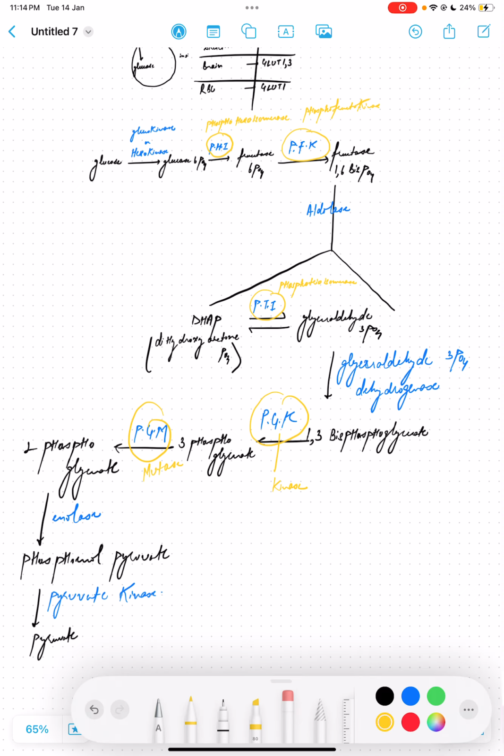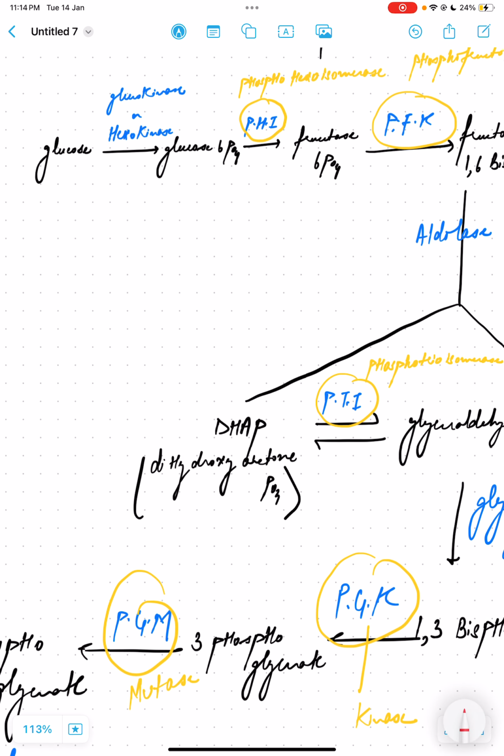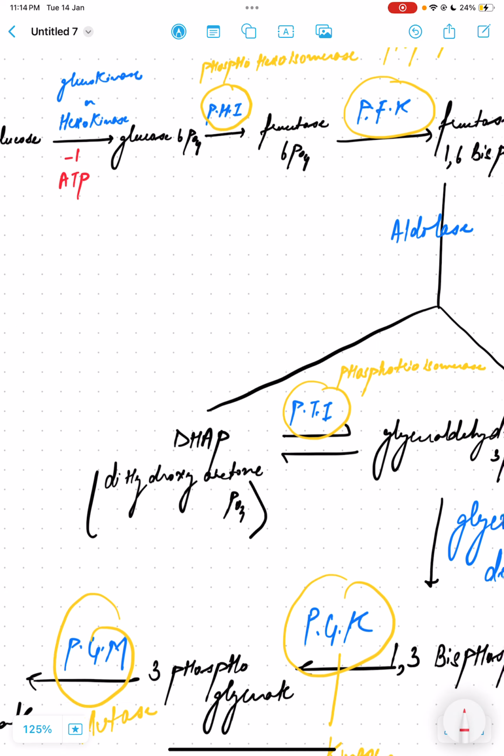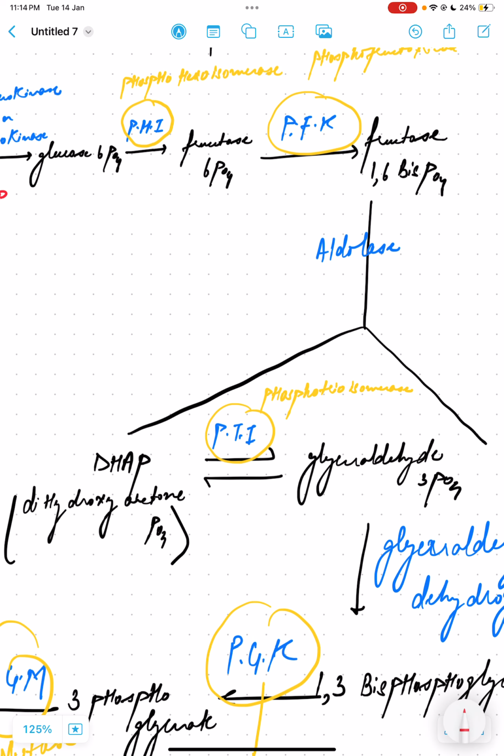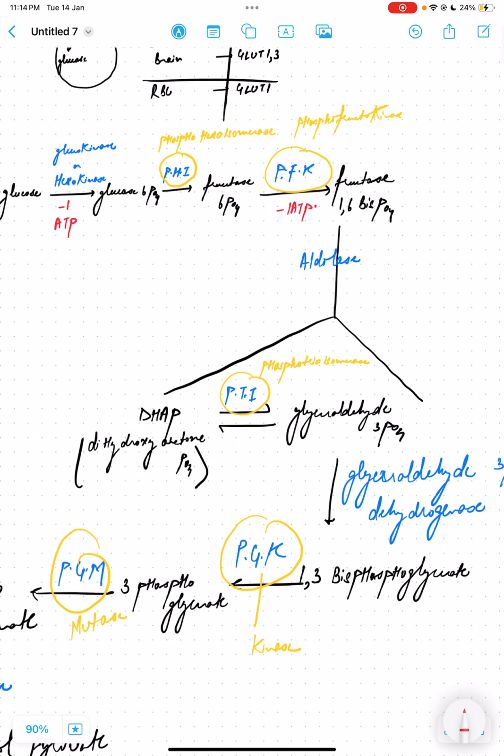Here I want to mention some important things in this cycle. First of all, during the conversion of glucose to glucose 6-phosphate, 1 ATP is consumed. And from the conversion of fructose 6-phosphate to fructose 1,6-bisphosphate, 1 ATP is also consumed. So basically 2 ATPs are consumed.